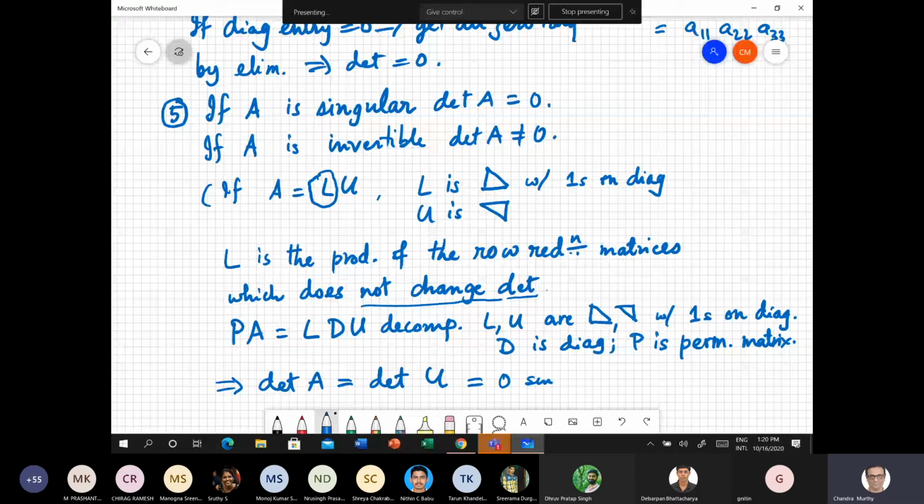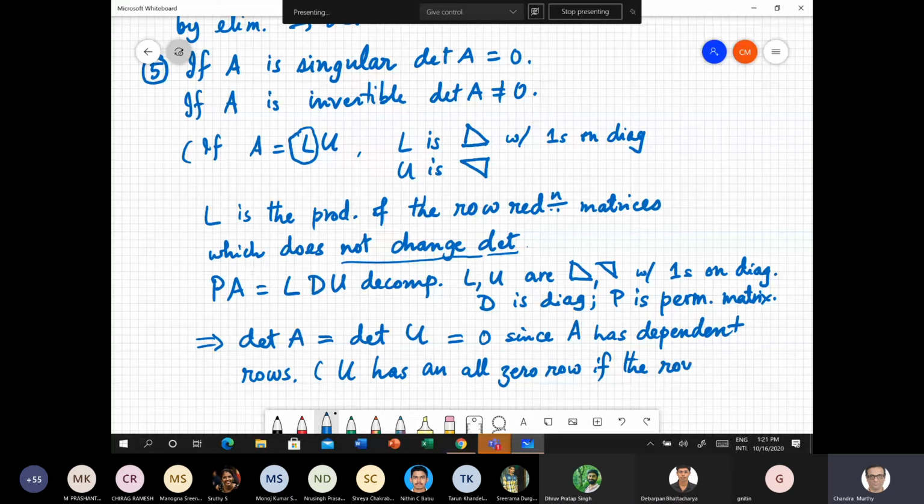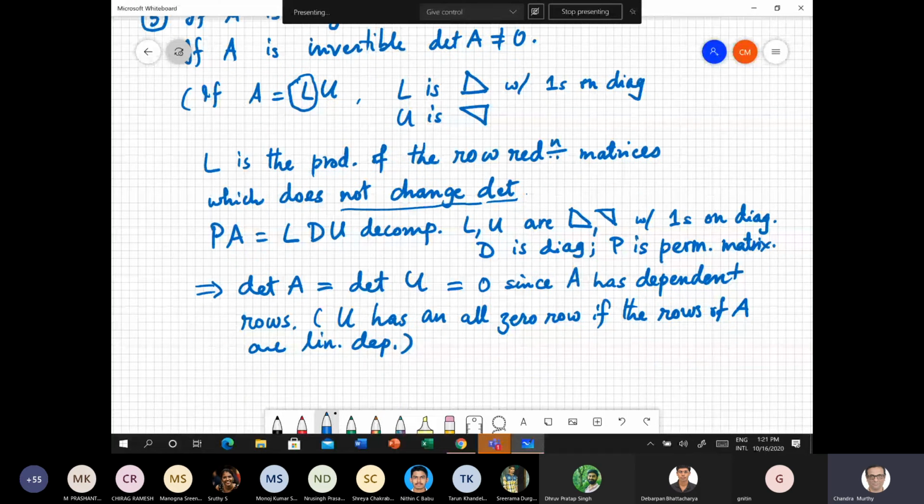since A has dependent rows. If A has dependent rows, then U has an all zero row, so the determinant is 0.